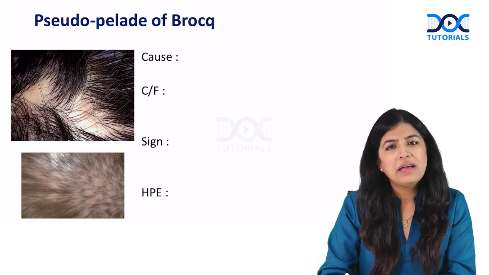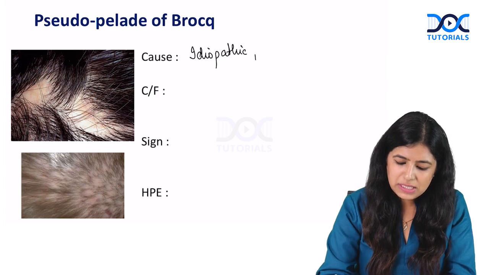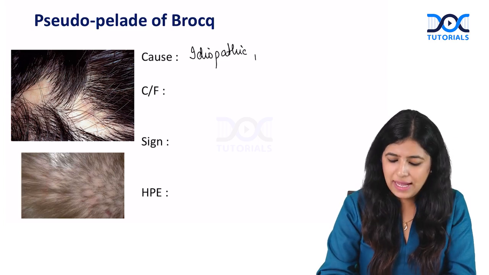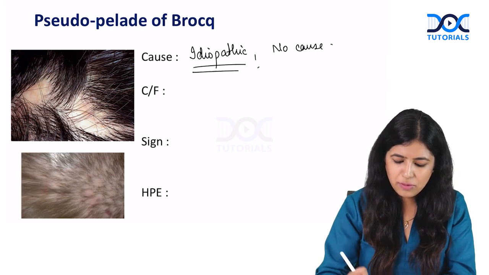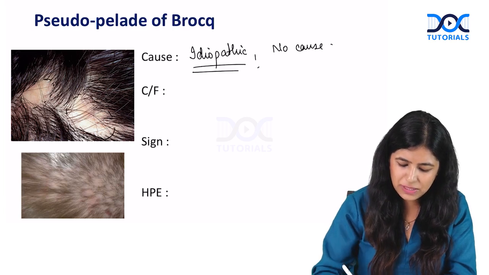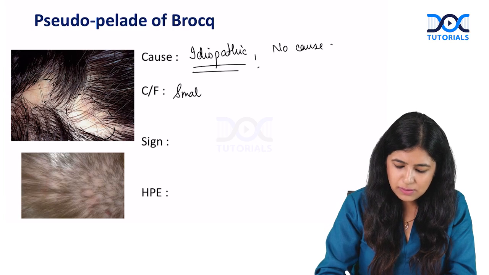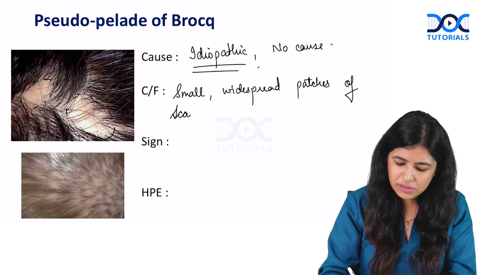This is actually an idiopathic disease which does not have any known cause. Okay, so that is what idiopathic means. Here the patient will have small patches of scarring alopecia. So there will be small widespread patches of scarring alopecia over the scalp.